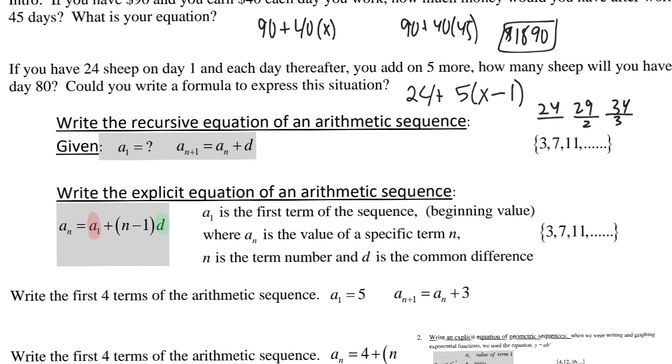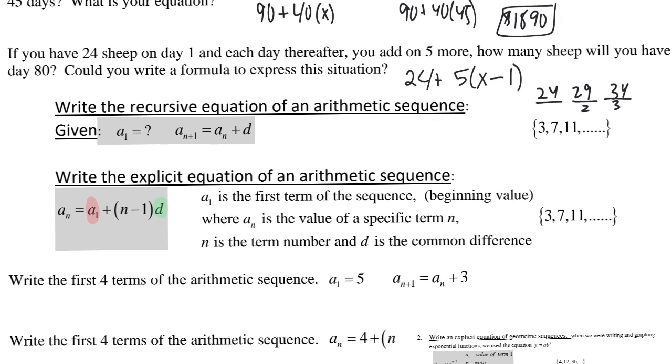Okay, you've got an equation that says, okay, on day 1, I have 3 sheep. Okay, so a sub n, the value of a specific term, if you want to get to like the 100th term or whatever, n represents what term number you're talking about. You could make a note of that someplace if you want to. You start with term number 1, which is 3, and you add on to it. That common difference here is 4, okay?